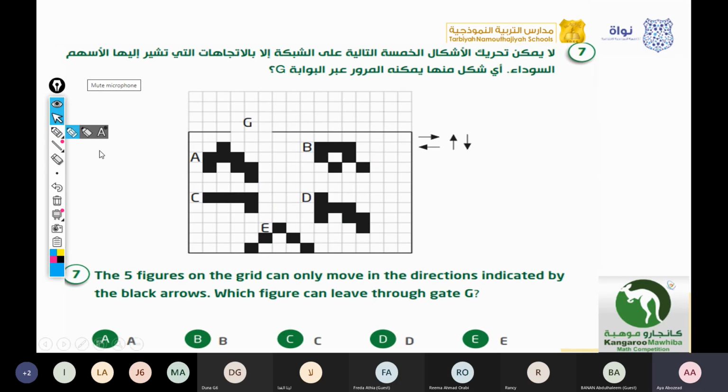Now, this question. Wow, it looks like a puzzle. But let's read the question. The 5 figures on the grid can only move in the directions indicated by the black arrows. So you have only this space to move them. Which figure can leave through the gap? Let's try A, B, C, or D. And you have only 1 minute to solve. I will take only the first 5 answers, because I need all of you to think with your eyes.